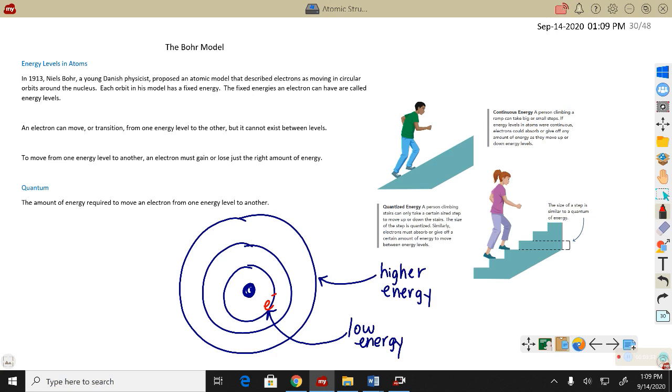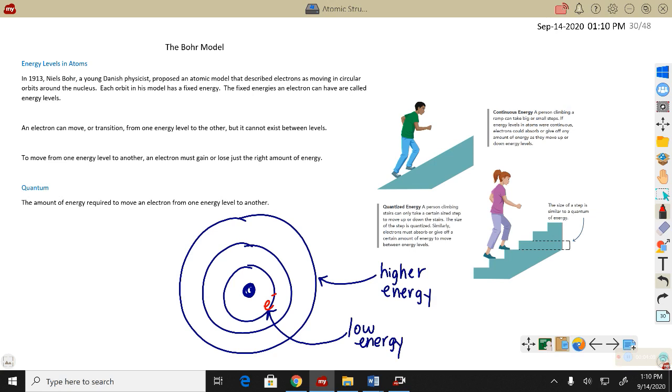Okay, so in this picture, there's a girl moving up the stairs, and in order to get from one stair to the next stair, she has to step an exact amount. If she steps too short, she's just going to fall back down to the previous step. And so it's like a quantum where each step represents a specific amount of energy. And you can't go from step 1 to step 2 unless you add in the perfect amount of energy.